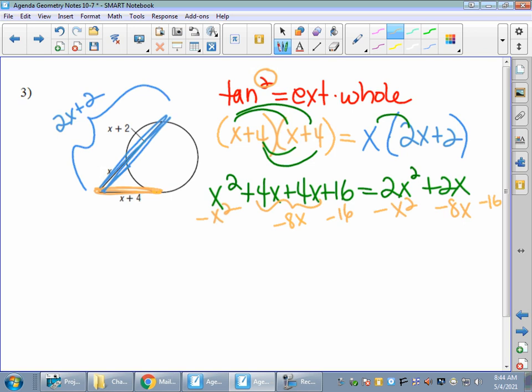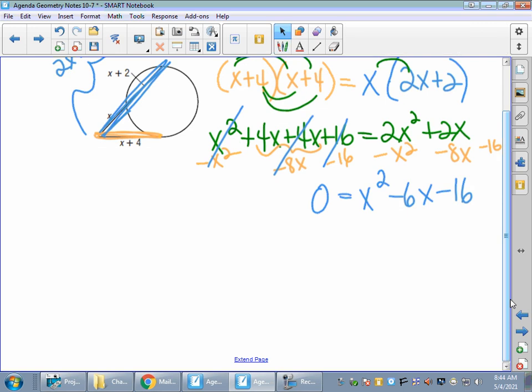Hopefully that's not too much at once. That gets me a 0 over here. That gets me an x squared minus 6x minus 16. If you were the factoring sort, my a value is 1, so we'd be looking at what multiplies to negative 16 and adds to negative 6.